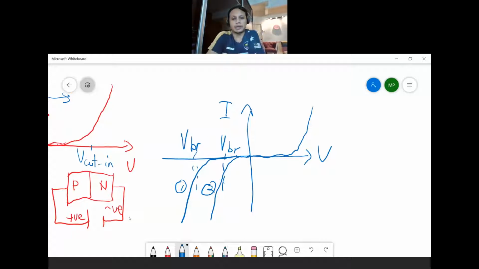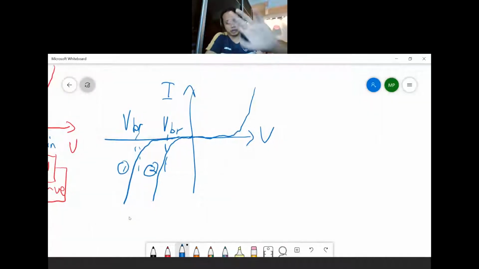So if you reverse too high, but if you reverse at a low voltage, you'll easily get a Zener diode provided your PN junction is heavily doped, right? So if you need a higher breakdown voltage, that's a sign that your junction is not heavily doped, right?